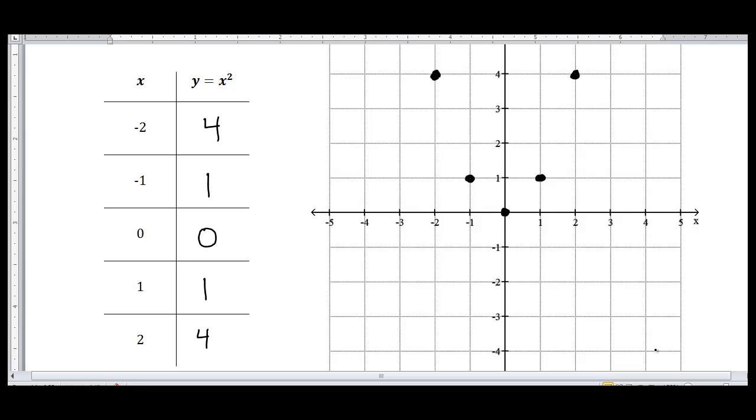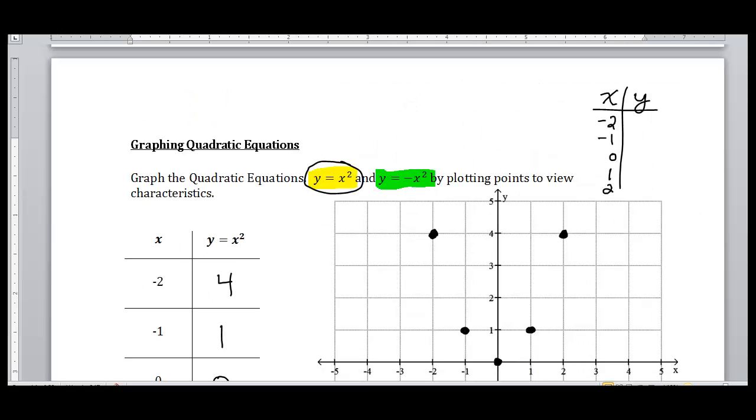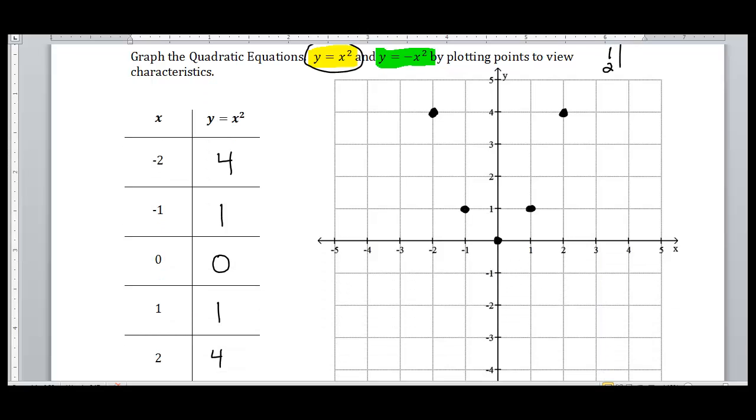I'm going to zoom out just a little bit. What this does for me is it gives me something that looks kind of like a U, and that's actually what the graph is going to look like. I'm going to try to graph this without being too messy. It's a little hard to graph with the tool that I'm using, but you get the general shape, which is kind of U-shaped.